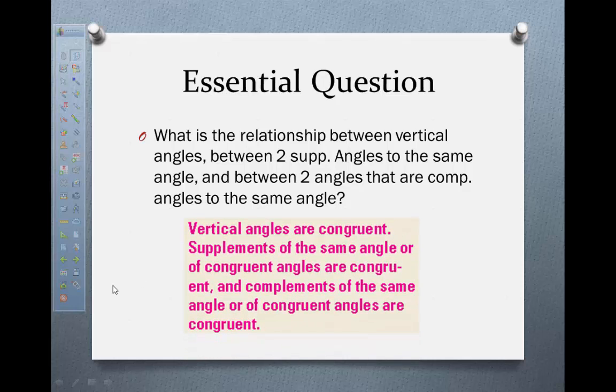Alright, so what is the relationship between vertical angles and two... Well, there you have it. Vertical angles are congruent. Supplements of the same angle or congruent angles are congruent, and complements of the same angle are congruent. And there you have it. We did lesson 2.6, or excuse me, 2.7.